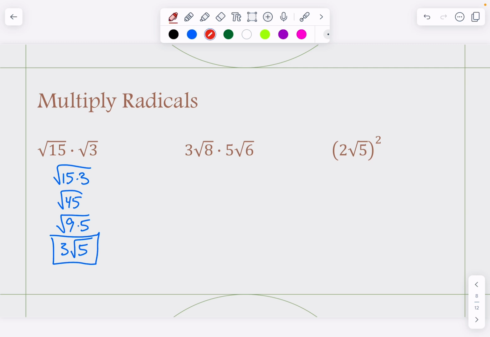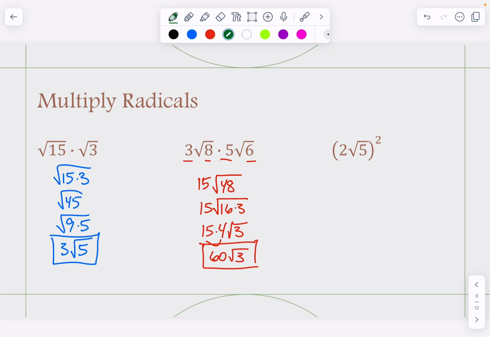Next problem, I have numbers outside the radical that I can multiply. 3 times 5 is going to give me 15, and 8 times 6 is going to give me square root of 48. Now simplifying the square root of 48, I can break that into 16 times 3, and the square root of 16 is 4. Now that 15 that I had outside the whole time still needs to come into play here. So because now I have these 2 numbers outside, 15 and 4, I have to multiply those 2 numbers to give me 60 square root of 3. And that's that.